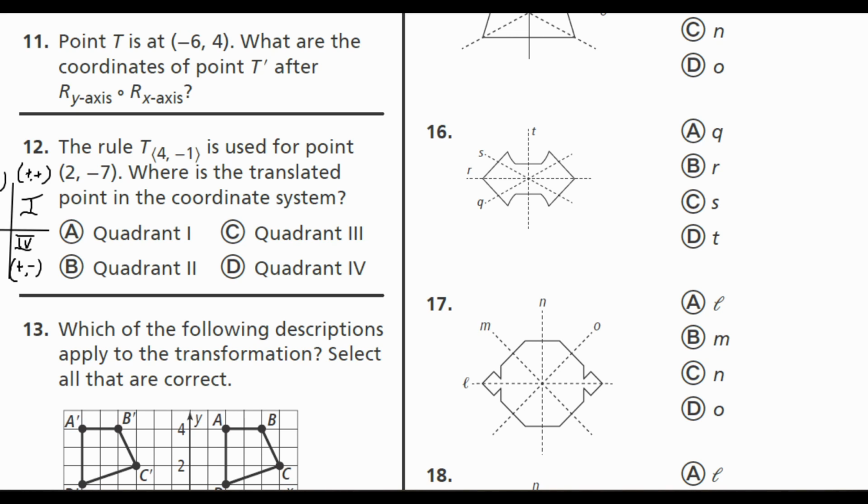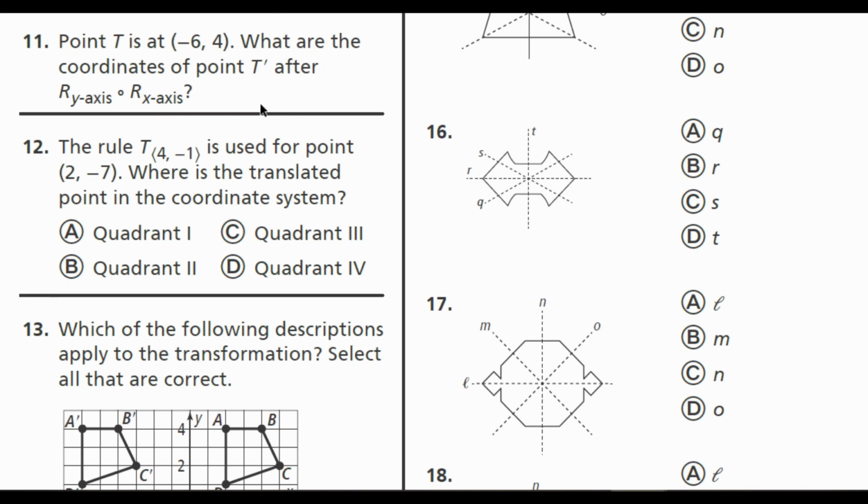So it's saying that I am starting with 2, -7. And I'm applying this translation. So I'm going to add 4 and subtract 1. And this is going to end up at 6, -8. So now I see I have a positive and a negative. Well, if I go back to my chart, this positive-negative combination is always in quadrant 4. So I'm going to mark that as quadrant 4. My final resting place at 6, -8.